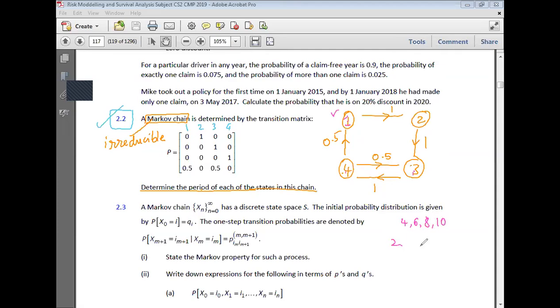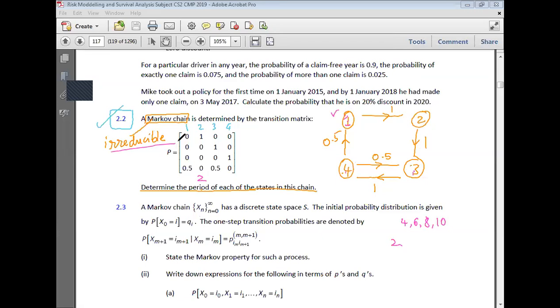I can divide all of these by 2 and I will get some integer value. So the period of state 1 is 2. And so will be the case for each other state as well, because we have concluded that this Markov chain is irreducible in nature. Any doubts? Anyone?